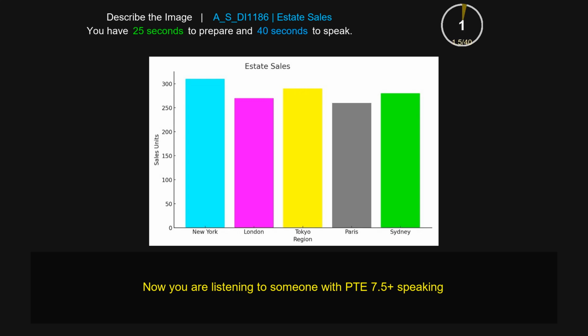The graph provides the information about estate sales. The x-axis represents regions such as New York, London, Tokyo, Paris, and lastly Sydney, whereas the y-axis represents sales in units starting from 0 all the way up to 300 unit sales. The highest sales is of New York, which is more than 300 units, whereas the second highest is of Tokyo, which is slightly less than 300 units. Moreover, Sydney is also slightly less than 300 units. Overall, the provided graph is quite informative about estate sales.